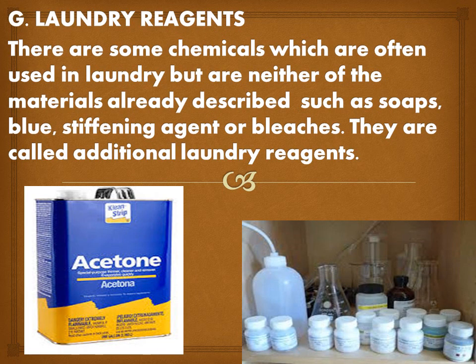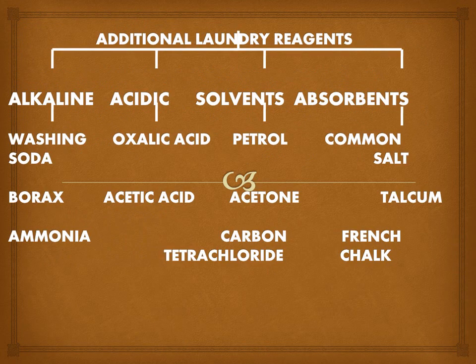Next comes laundry reagents. These are some chemicals which are often used in laundry but are neither of the materials already described, such as soaps, blue, stiffening agents or bleaches. They are called additional laundry reagents. You can see here acetone is present. That's a laundry reagent. So additional laundry reagents, there are four types: alkaline, acidic, solvents and absorbents.